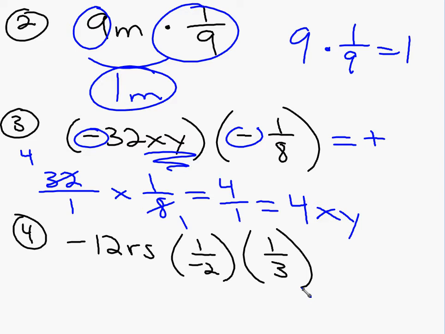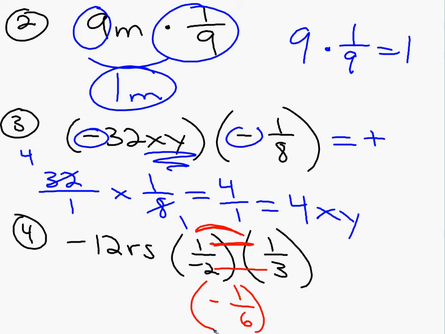Now look right here. If it were me, I would take care of these two fractions first. Isn't that multiplication? And isn't that easy multiplication? There's nothing I can factor, right? So I just multiply across. What's 1 times 1? 1. What's negative 2 times 3? Negative 6. So I can call this a negative 1/6.